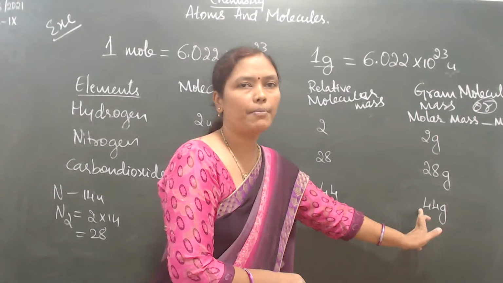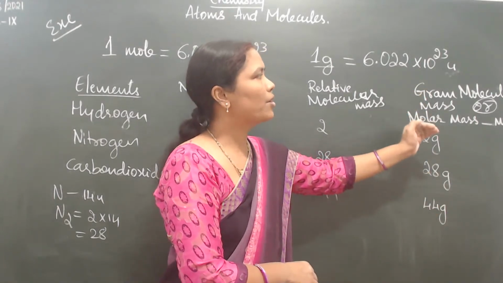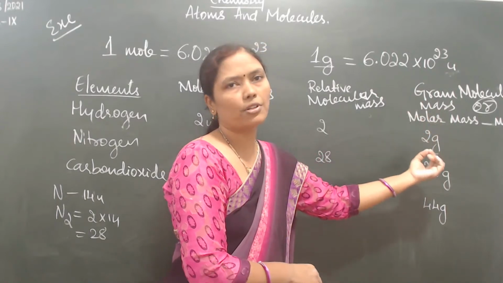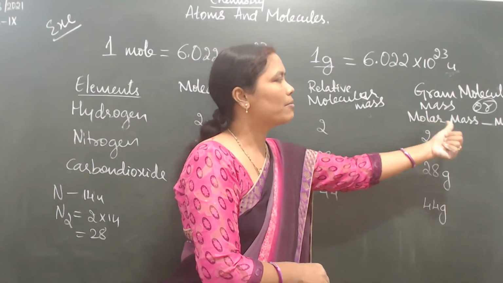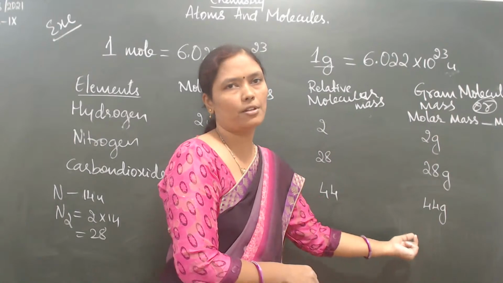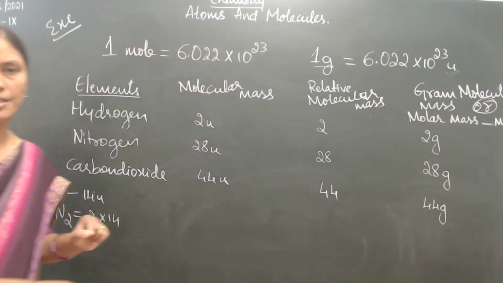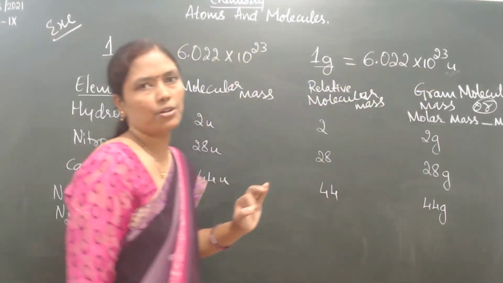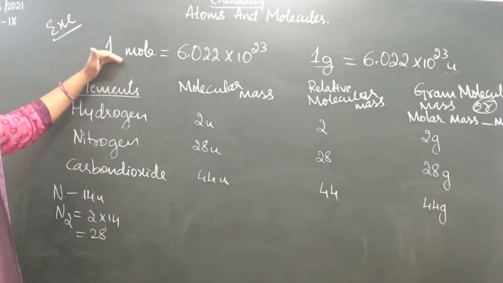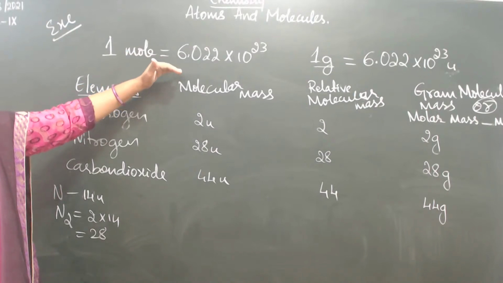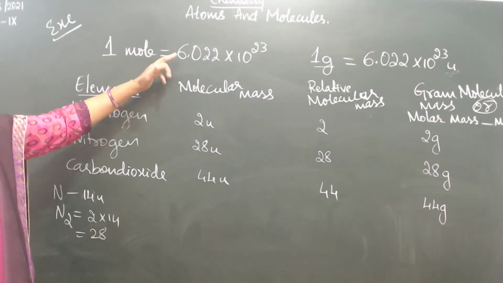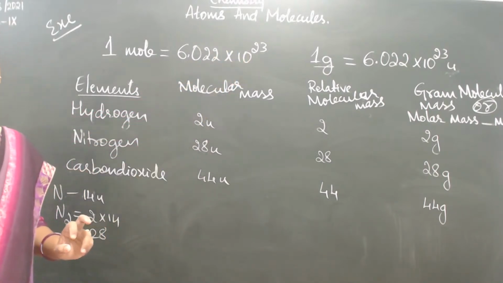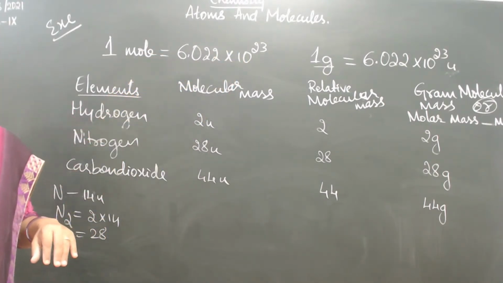Another name for the gram molecular mass is the molar mass of the molecules. So this is how the gram is related with the unified mass. And in 1 mole, what is that number? A constant, fixed number, 6.022 into 10 to the power 23. This we use in chemical reactions.